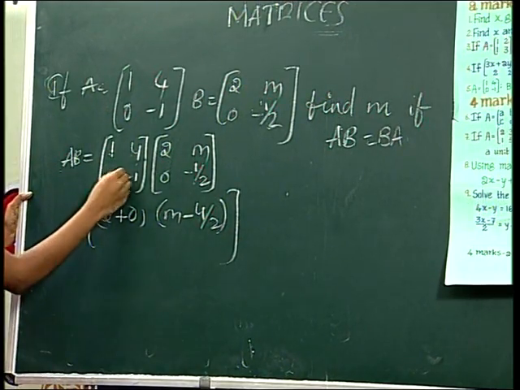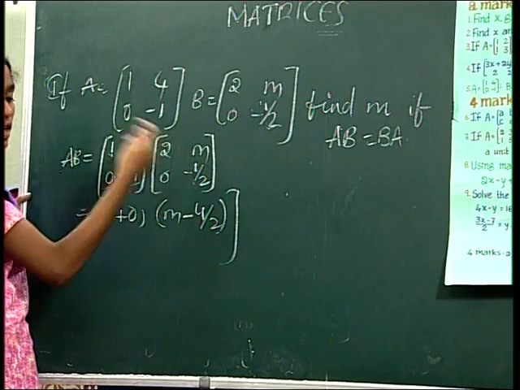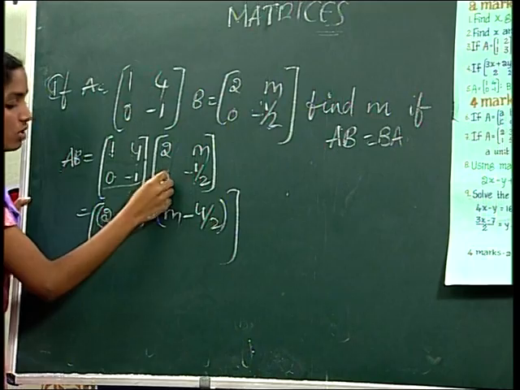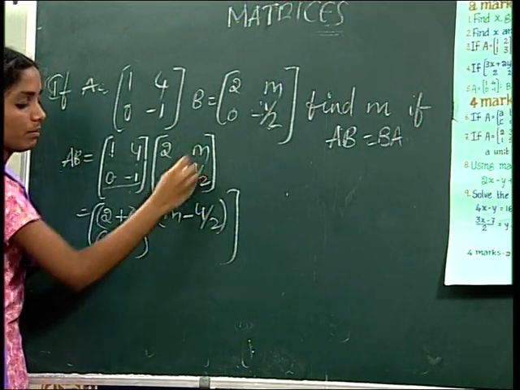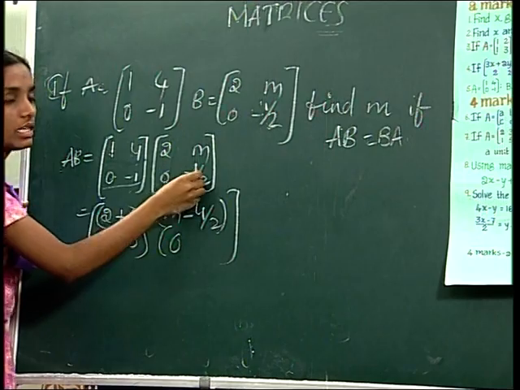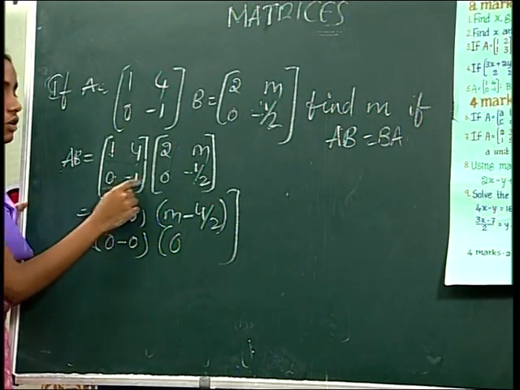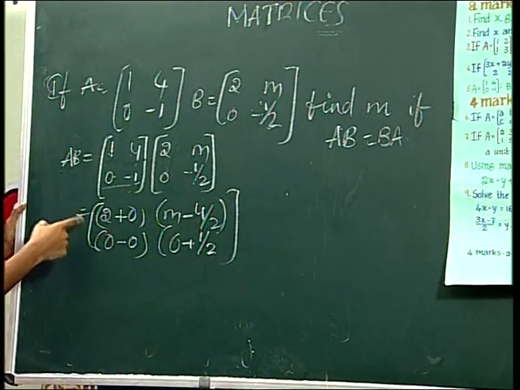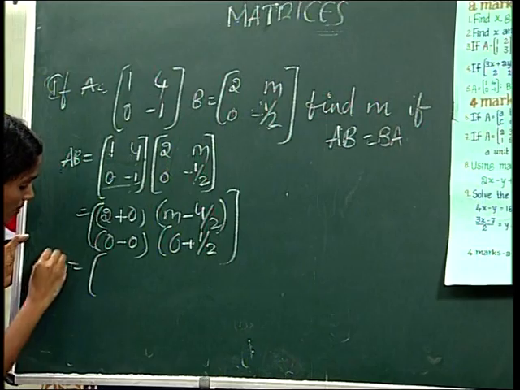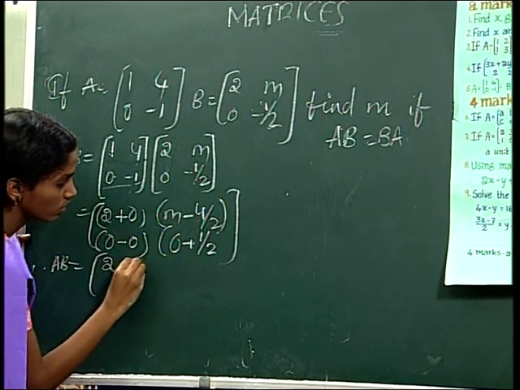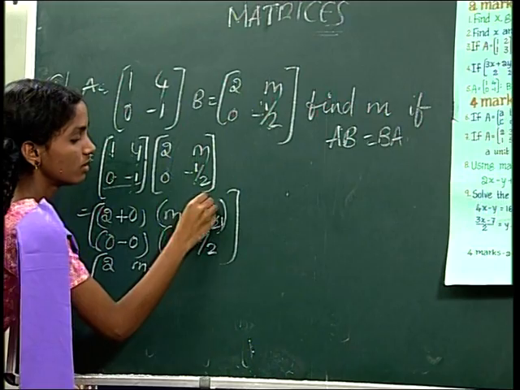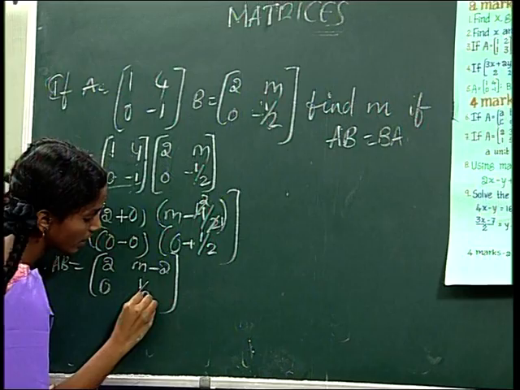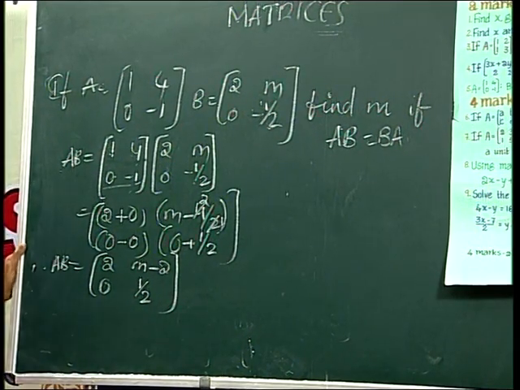And next, 0 into second row, first column and second row, second column. 0 into 0, 0, minus 1 into 0, minus 0; 0 into M, 0, minus 1 into minus 1 by 2. What does this become? Minus 1 into minus 1 by 2 is plus 1 by 2. Therefore AB is 2, M minus 2, 0 plus 1 by 2. Next we have to find BA.